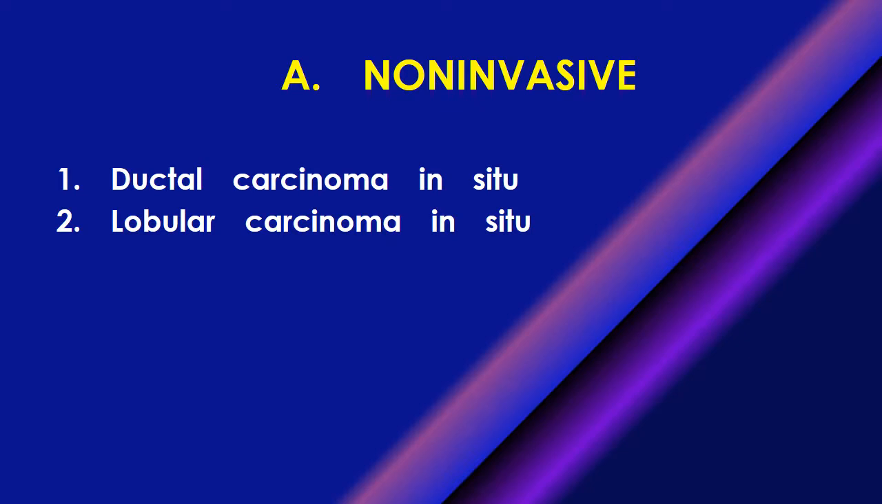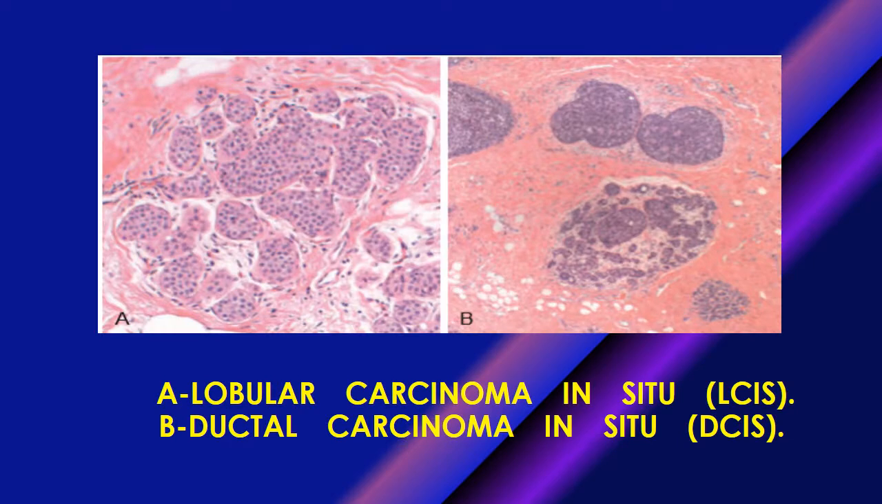Breast carcinoma is either A. non-invasive or B. invasive. The A. non-invasive types are either number 1, ductal carcinoma in situ, or number 2, lobular carcinoma in situ. This slide shows the carcinoma in situ of the breast. In A, lobular carcinoma in situ, while in B, ductal carcinoma in situ.